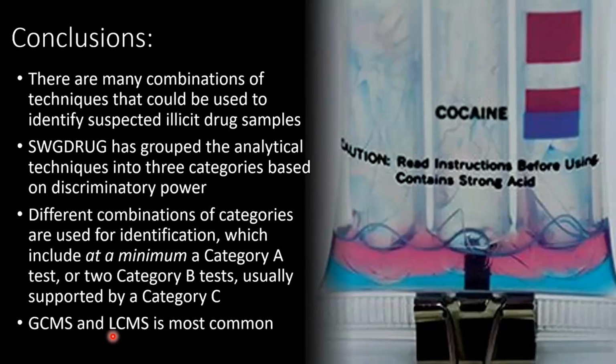So to conclude, there are many combinations of techniques that could be used to identify suspected illicit drug samples. SWGDRUG guidelines has grouped the analytical techniques into 3 categories based on their discriminatory power. The different combinations of categories are used for identification, which at minimum must include either a category A test or 2 category B tests, usually supported by a category C presumptive test. And in a forensic laboratory, GCMS or LCMS is the most common combination analytical technique that combines Category A and Category B.